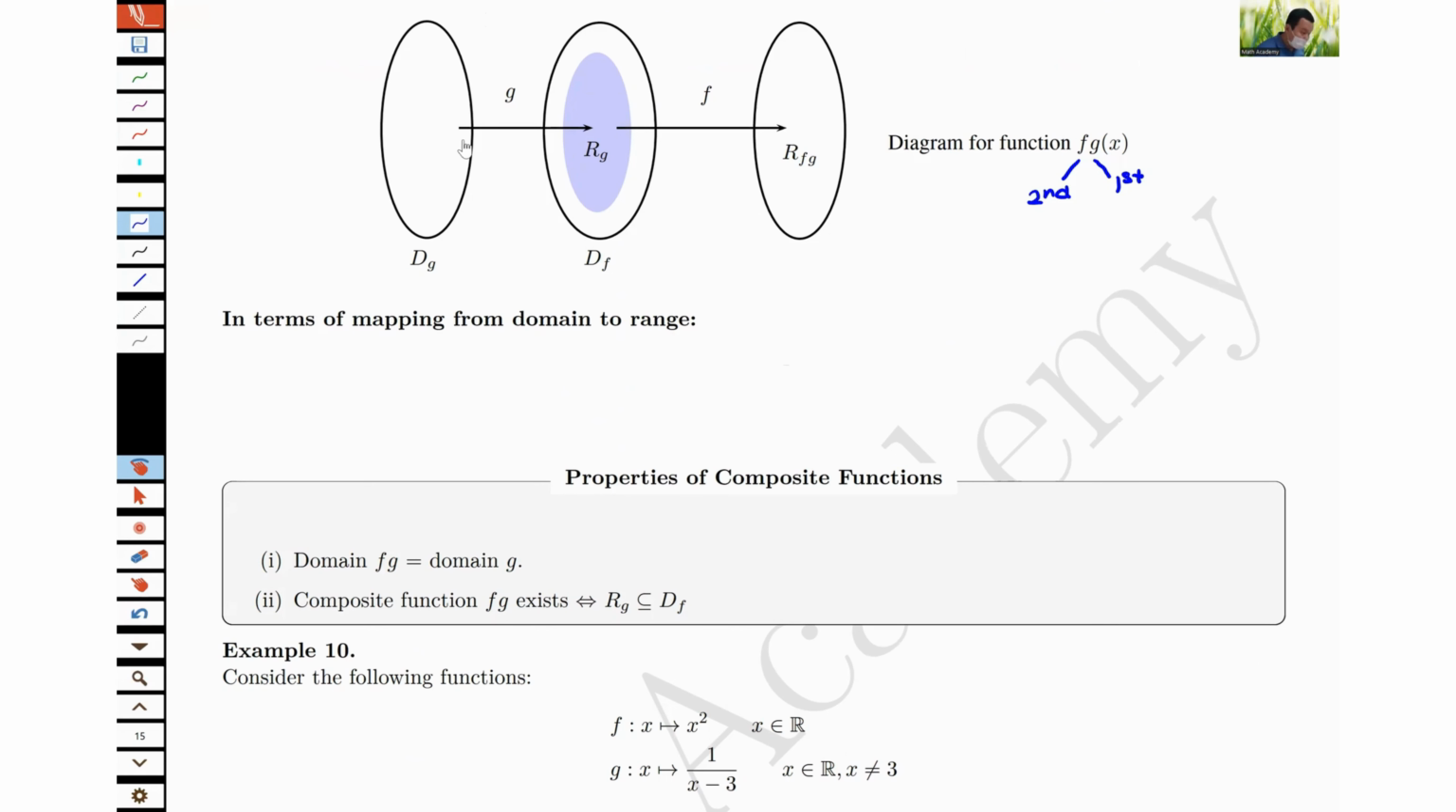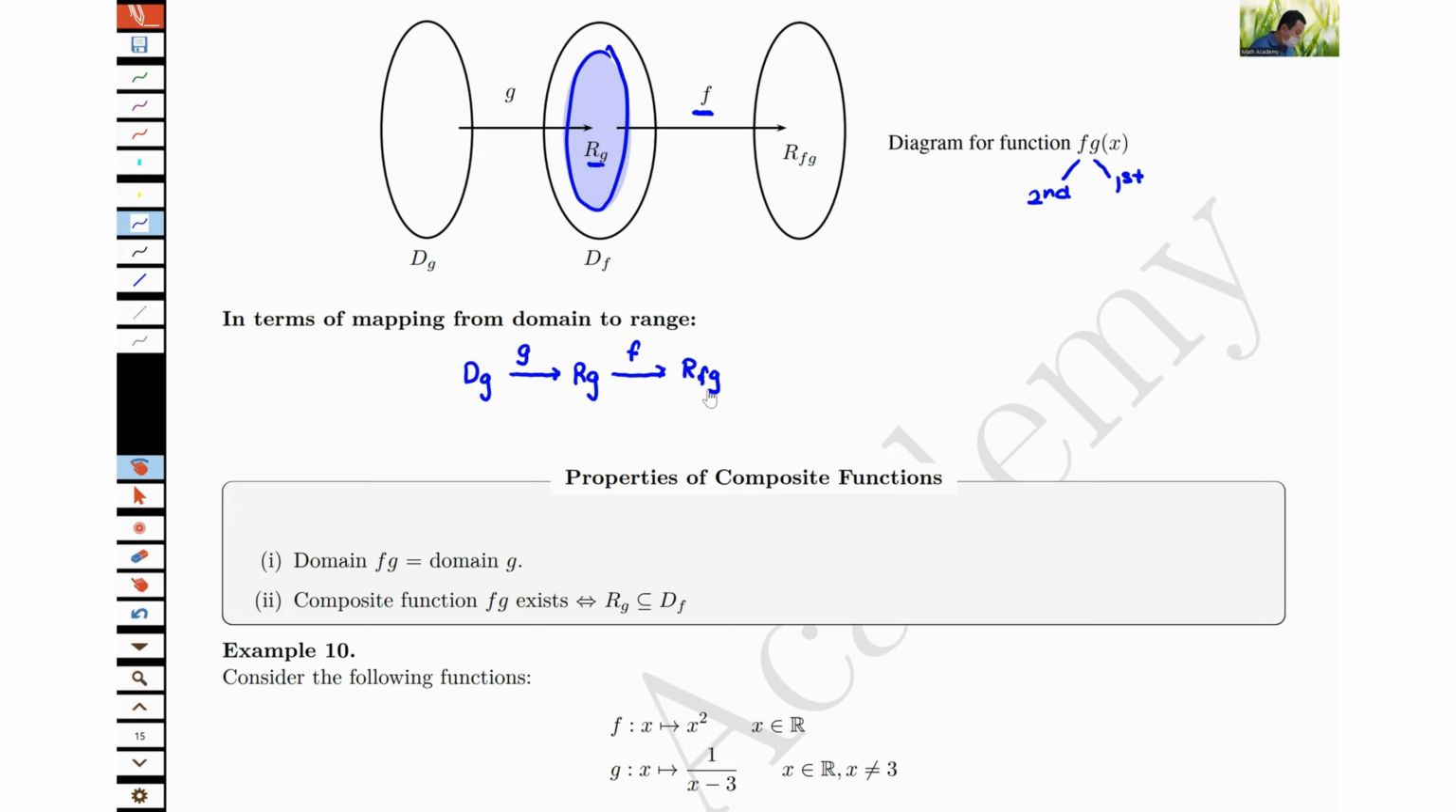From domain G, I apply G function, I will get to range G. Range G is this purple part on my screen. This is range G. We must always ensure range G is a set inside domain F, a smaller set inside domain F, so that you can apply F function on the entire range G. Let's write down in terms of mapping again. This kind of setup, we always write something like this. Domain G, apply G function to get range. From range, apply F on this range to get range FG.